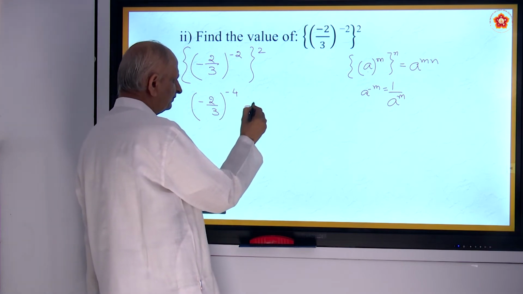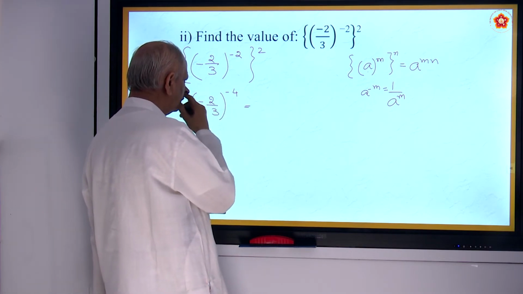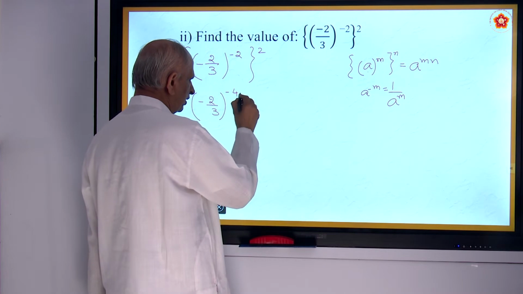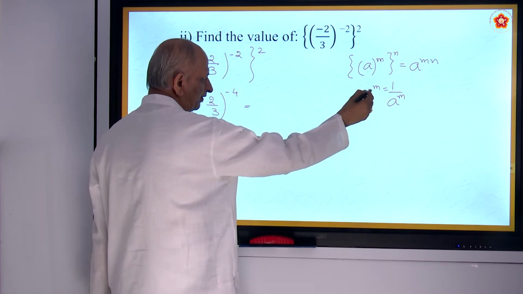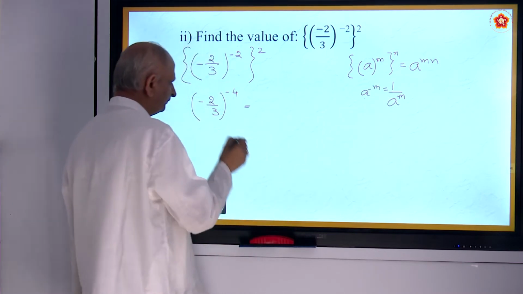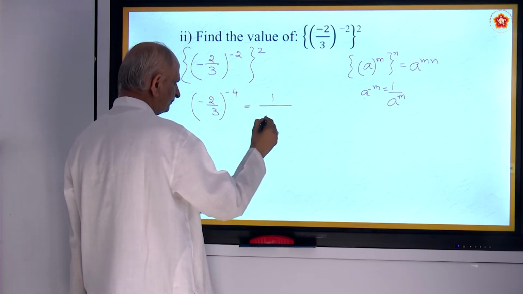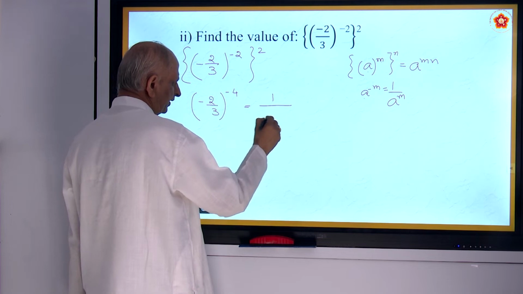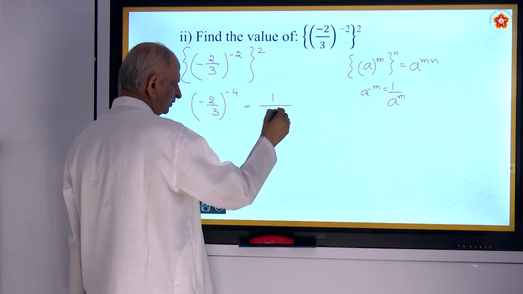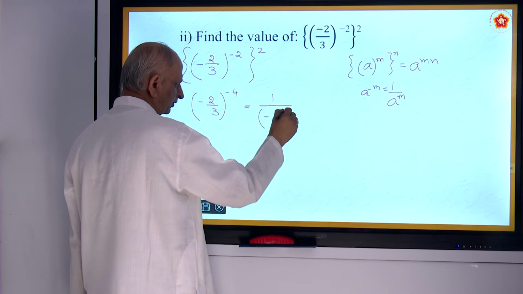So what does it mean? It means this formula says a to the power of minus m is equal to 1 by a to the power of m. So that minus you have to cancel. 1 by minus 2 by 3 to the power of 4, correct?